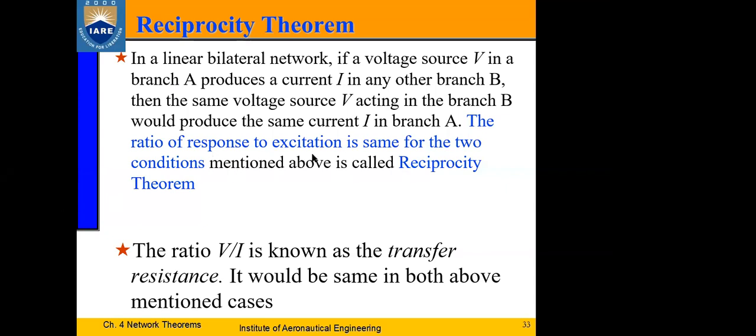The values of voltage and current remain the same even when they are interchanged. The ratio of V by I is known as the transfer resistance. This would be the same in both of the above mentioned cases. In both cases, the value of the V by I ratio should remain the same. Am I clear with the statement?